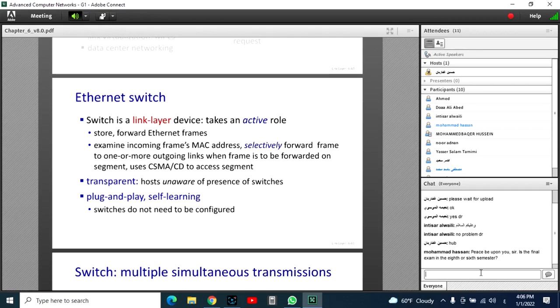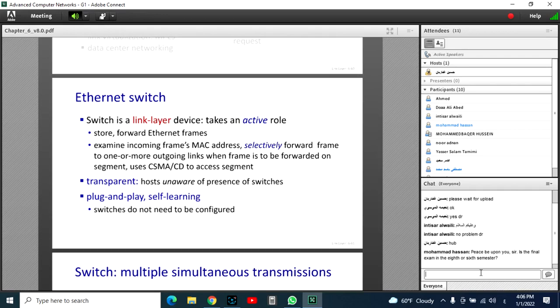So the hosts are unaware of the presence of switches. A switch is transparent because it does not make changes in the received frame. So nobody knows about those switches.